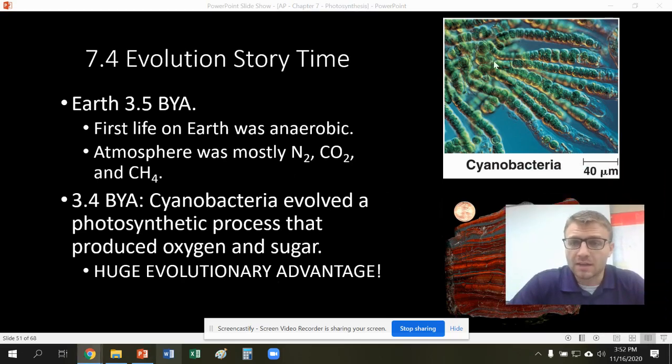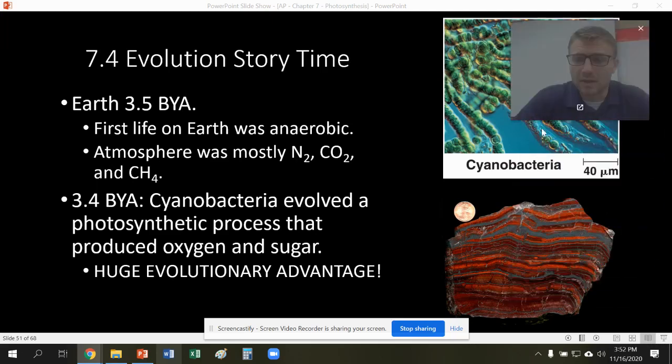You can see the cyanobacteria here. The first life on Earth was long filaments of bacteria cells. And you can see here we have this red, sulfury looking layer of the Earth. This is showing us the oxidation that was going on at that time, and the red, sulfury locations in the crust tell us that oxygen was being produced at this time.